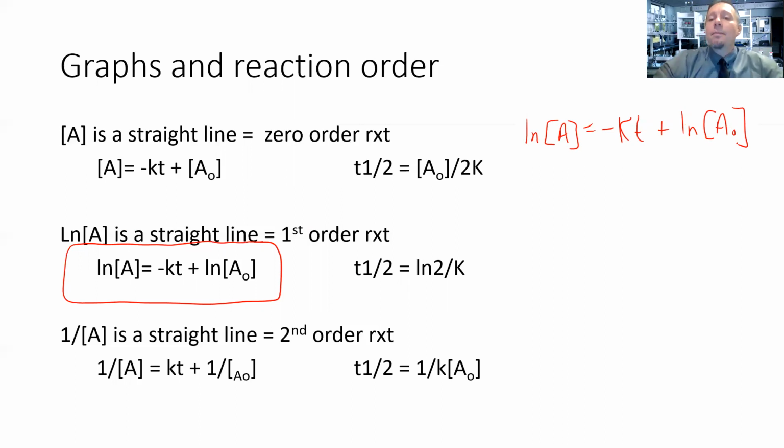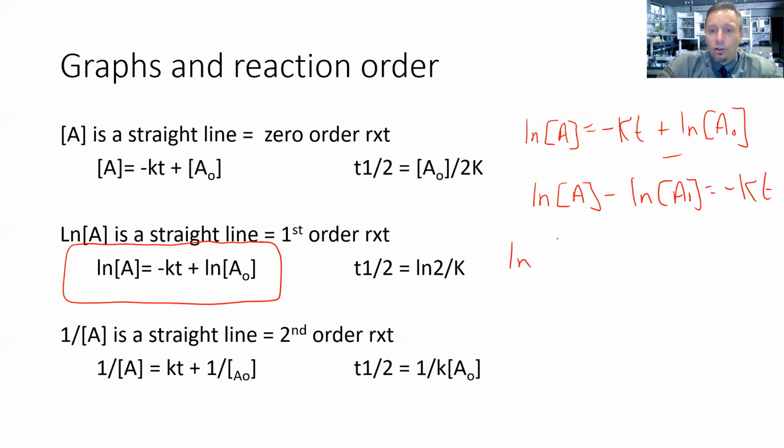All right, so I am going to subtract this off. When I subtract this, I'm going to have the natural log of the concentration of A minus the natural log of the concentration of A original, and that's going to equal negative KT. When you talk about subtracting a natural log, there's something that you could do. I could also redo this as such: the natural log of A divided by A original equals negative KT. Hopefully you remember that.